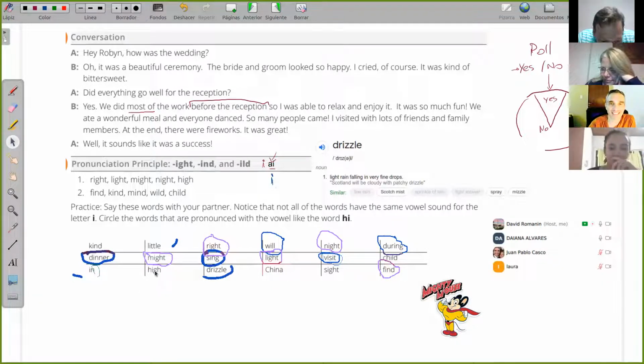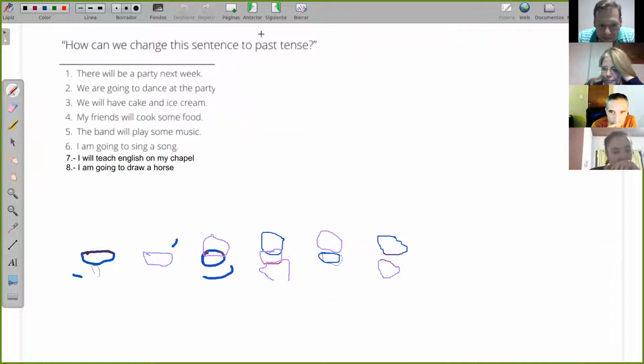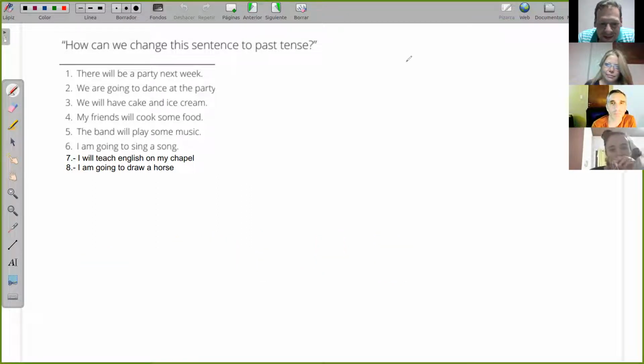Okay, so we have some left. We have high, we already learned that. And we have sight. Child, find, night, right, bristle, perfect, visit, during, will, sing, perfect. Great. So now we know all these sounds that the letter I makes. Oh, y ahora no se puede. I think I have to clear all the ones. Okay. Yeah. Okay.